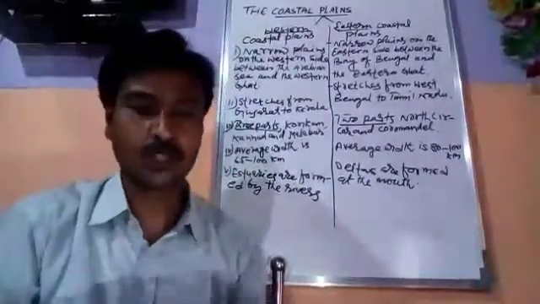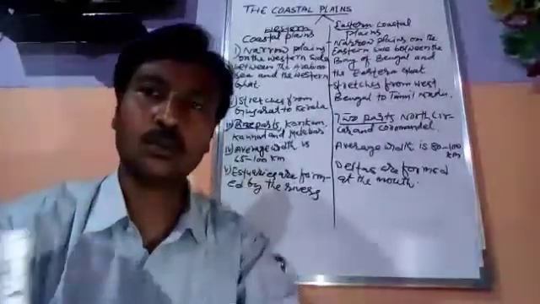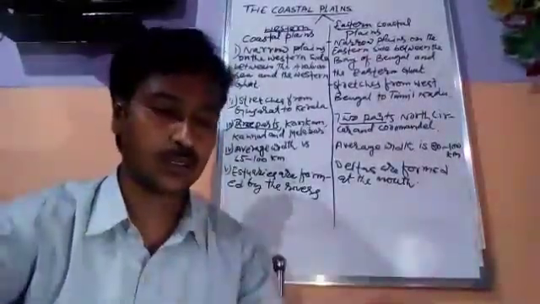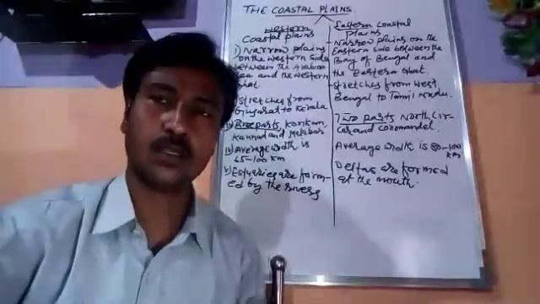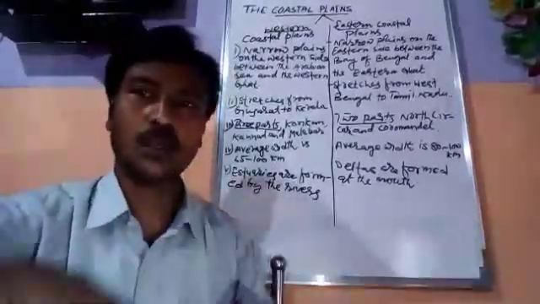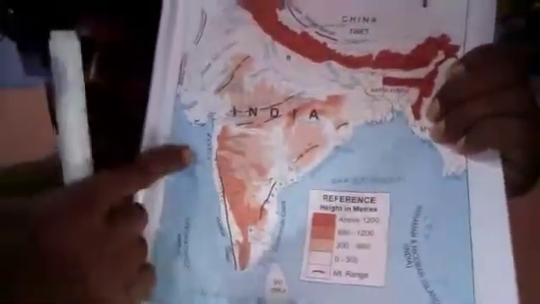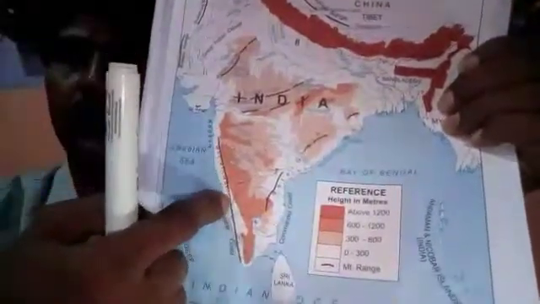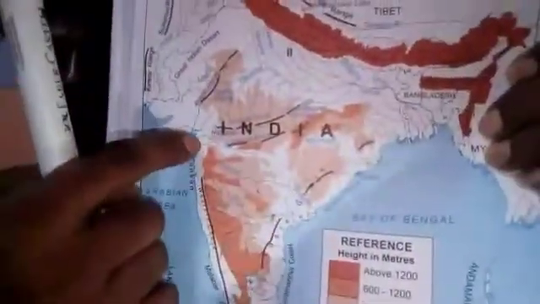So, students, there are two coastal plains in India, and that is Western coastal plains and the Eastern coastal plains. In the book, you can see the coastal plains. So this narrow white area is called the coastal plains. This side is western. This is western coastal plain.